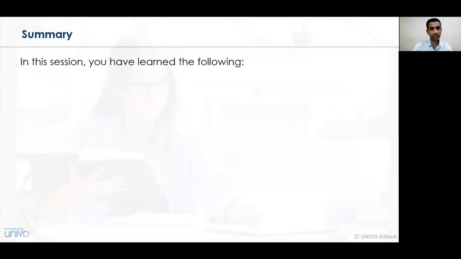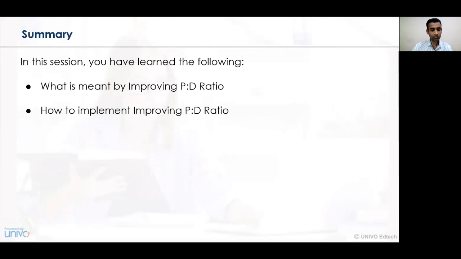Now let's summarize what we have learned in this particular session. In this session, we have understood what we mean by improving the PE to D ratio, how to implement or improve the PE to D ratio in the organization, and what are the various components of improving the PE to D ratio.